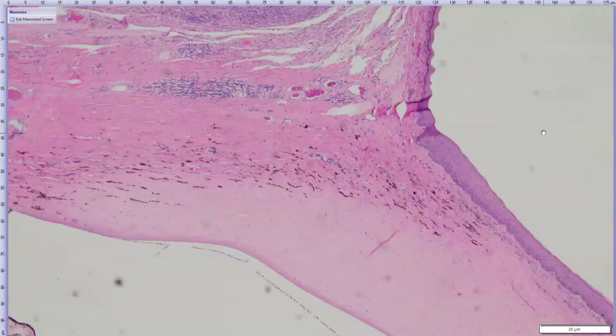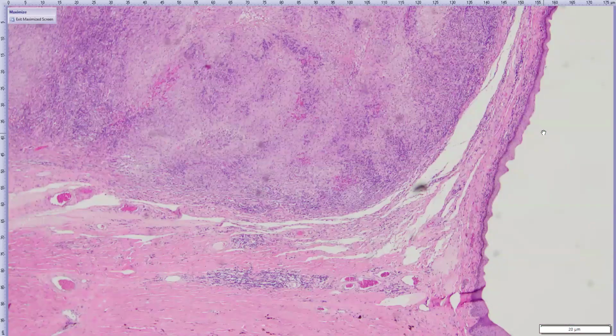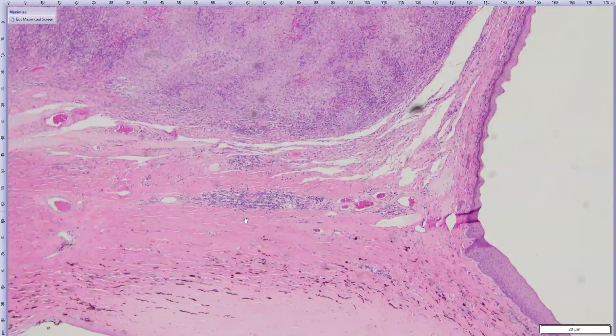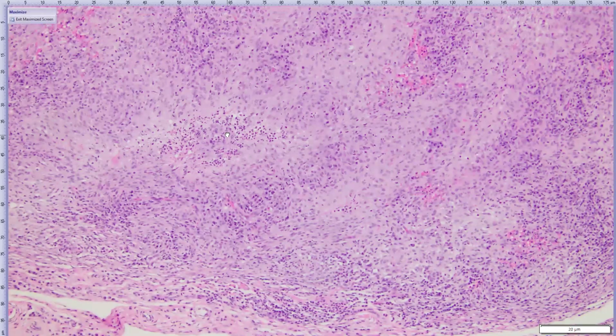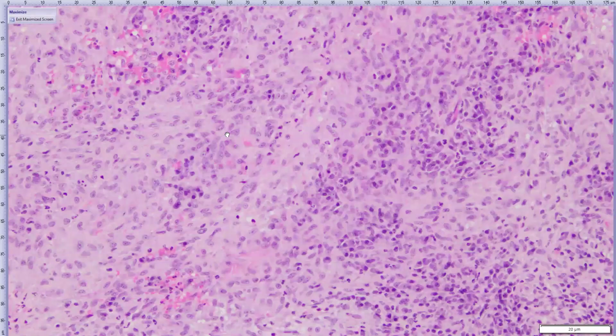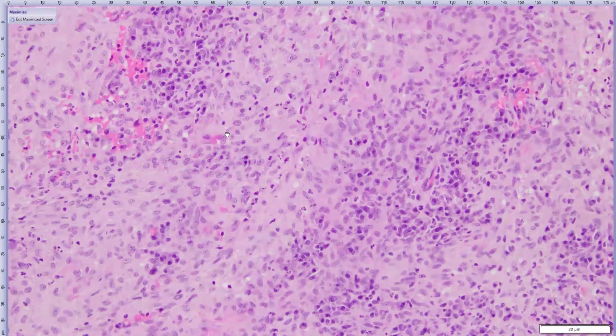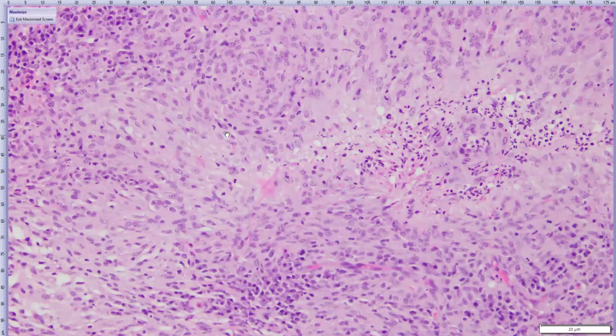Okay, so again, this is flipped 90 degrees. Now we have that mass kind of on the top of the slide here. We'll just go ahead and dive right in. So here we have our limbus and our episcleral connective tissue. We have this mass here. We'll go one closer. It is made up of a heterogeneous population of cells. So these all look different, not one single cell line here.